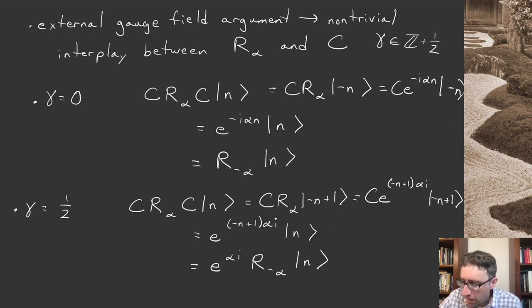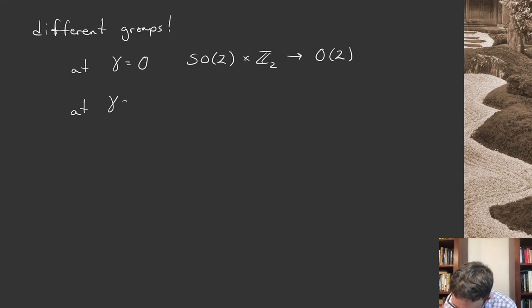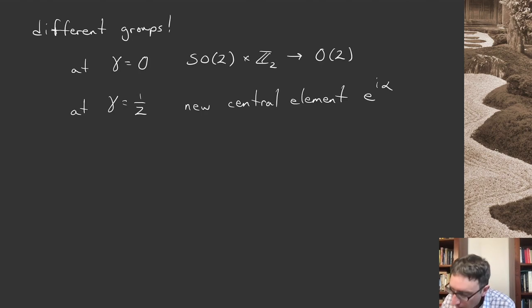So what does this mean? It means basically I have different groups here. At gamma equals zero, I have more or less exactly what I would expect: SO2 cross Z2 combined to give me some double cover of SO2, I get O2. But at gamma equals 1/2, there's this new central element. I call it central because it's just a phase. It commutes with everything else. It's just e to the I alpha.